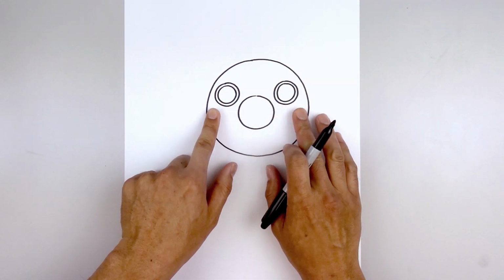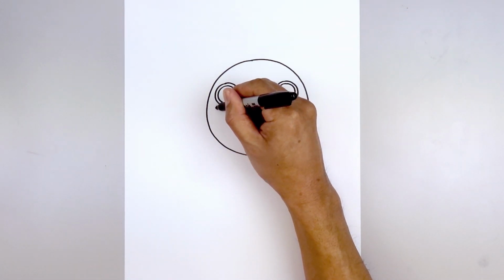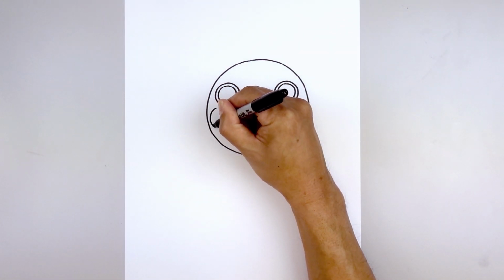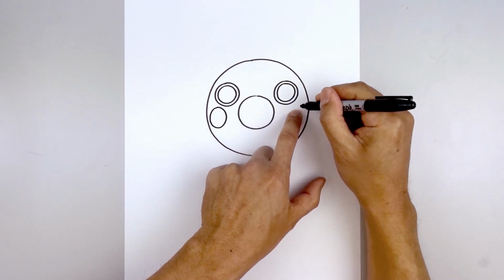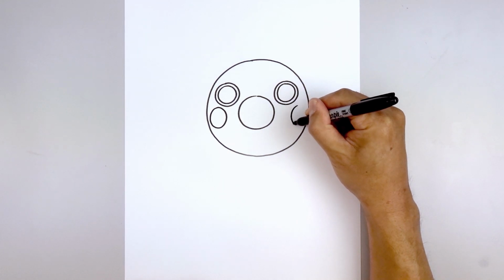Let's add the cheeks along the side of the head. Starting on the left, we're going to draw an oval. Starting at the very top, come around to the bottom, and then back up. Let's line this up on the right and do the same thing.